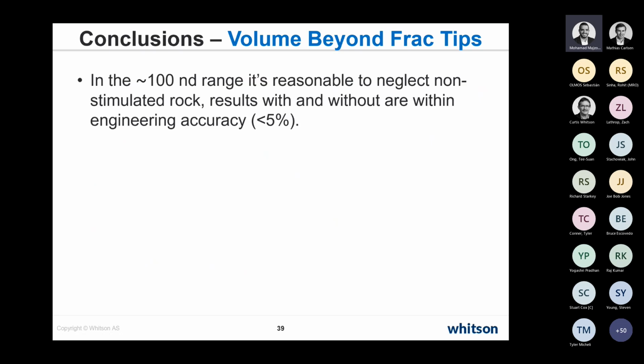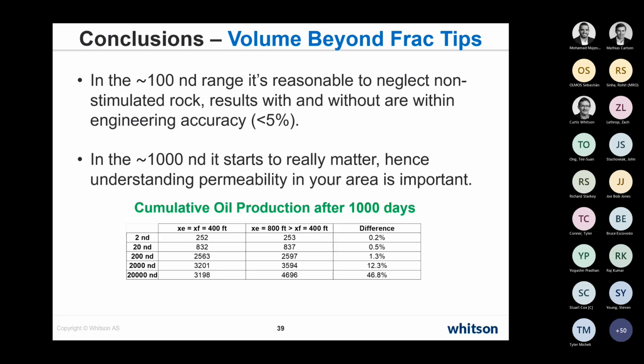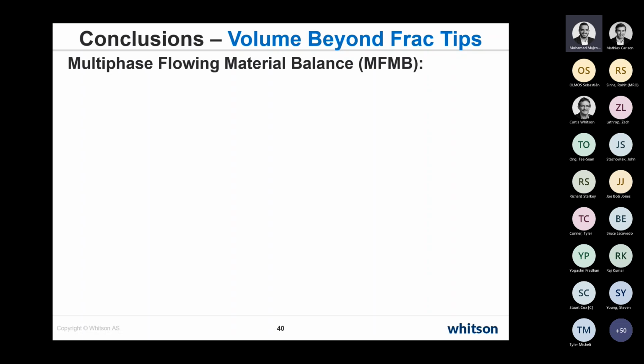Okay, so for this section, what are the conclusions? If we are in the 100 nanodarcy range, it would be reasonable to neglect the volume beyond the frac tips, that non-stimulated rock volume, because the results should be within 5% in terms of cumulative production. If you get to the 1000 nanodarcy range, it starts to really matter. So it's important to understand the permeability in your area. And this is just what we showed in those slides, like the cumulative production for different permeabilities.